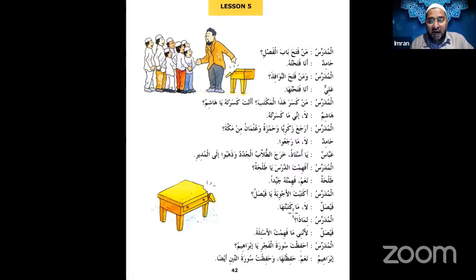La, ma katabtuha. So the word al-ajwiba is feminine. The ha is referring back to it. No, I did not write it. It, meaning the answers itself.